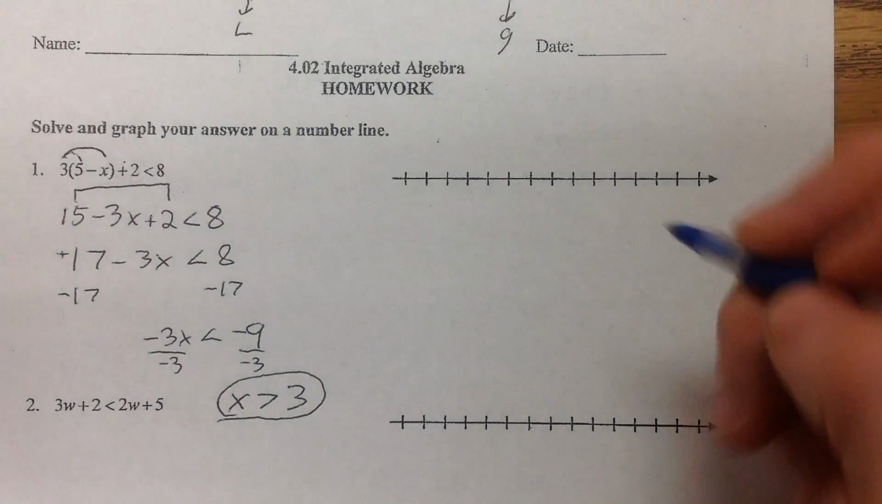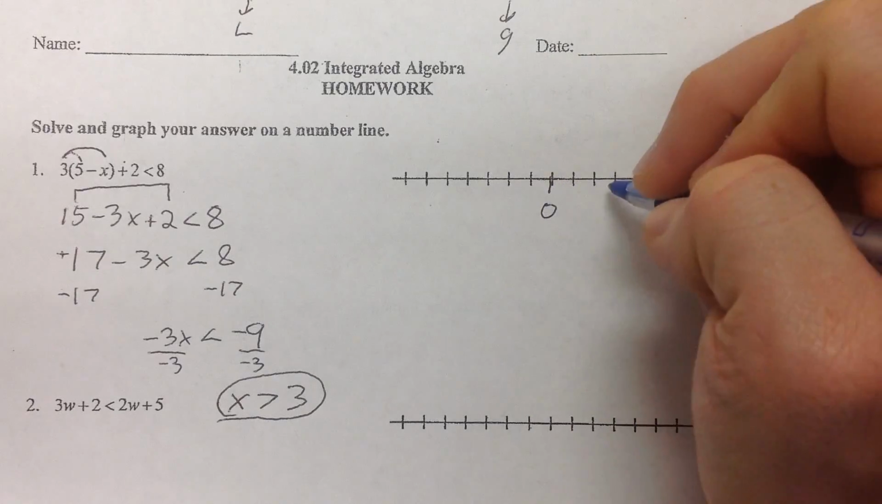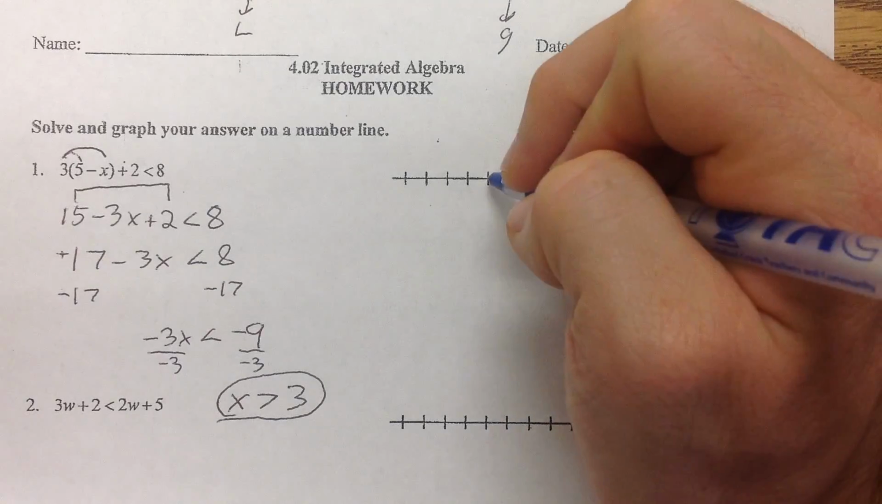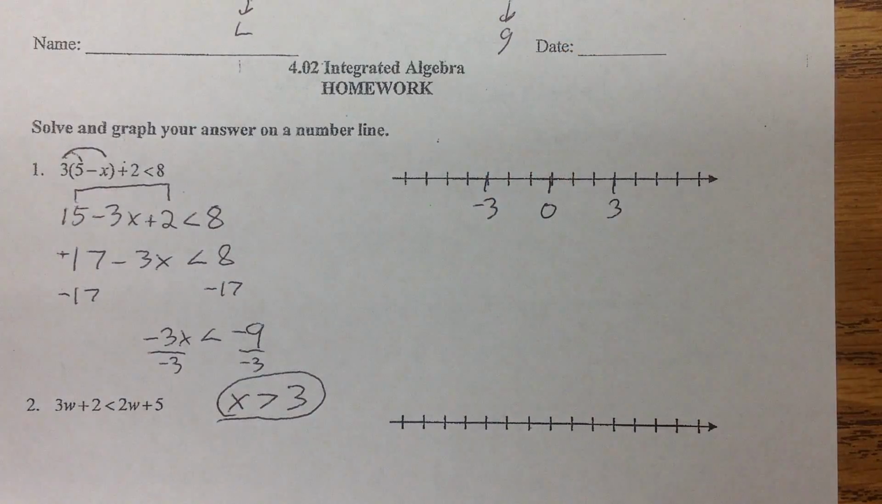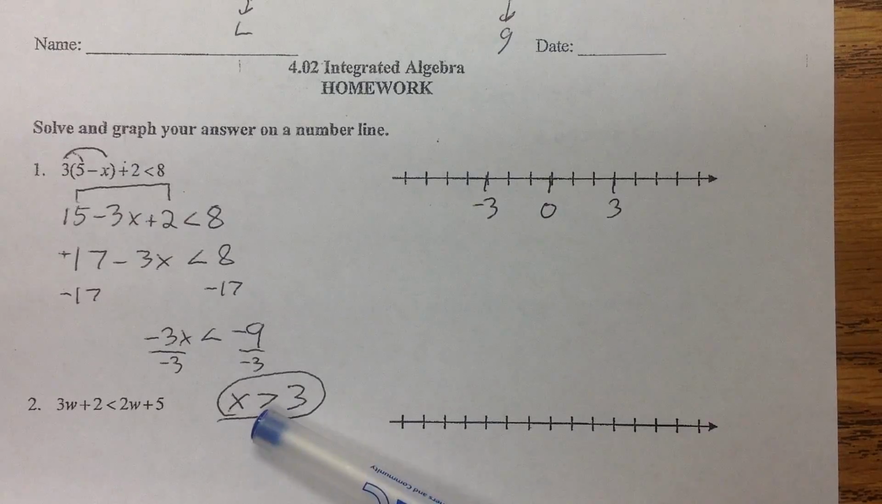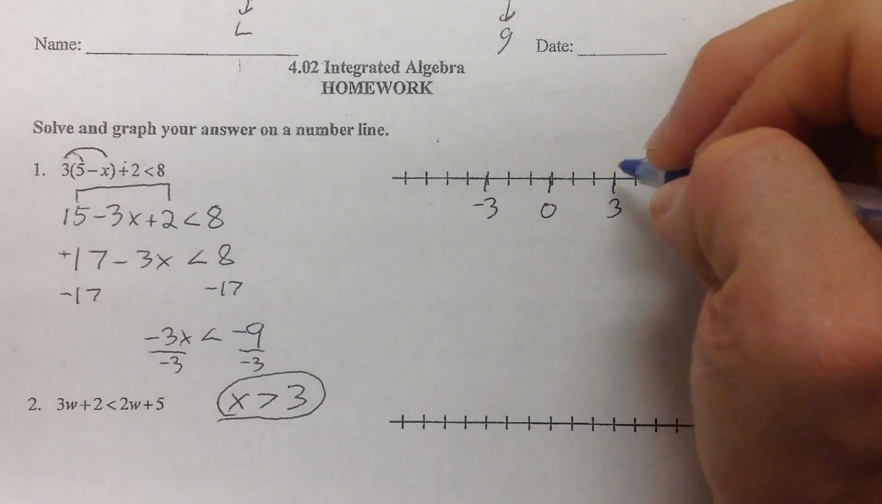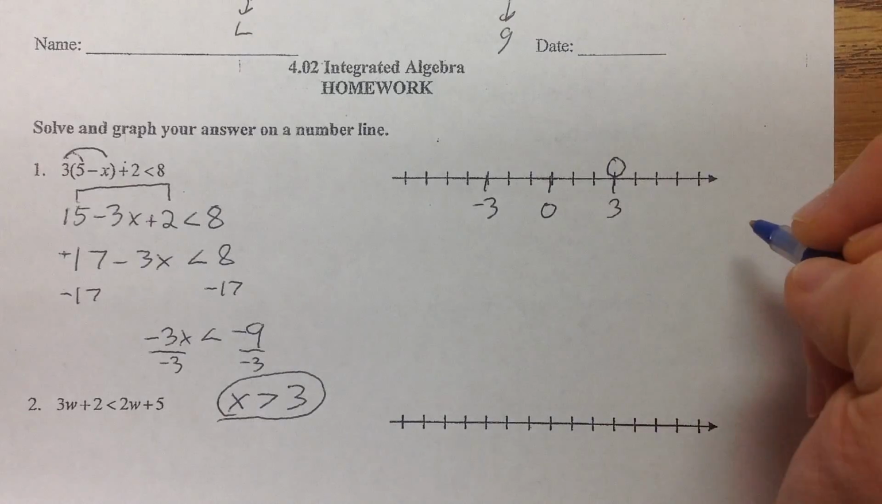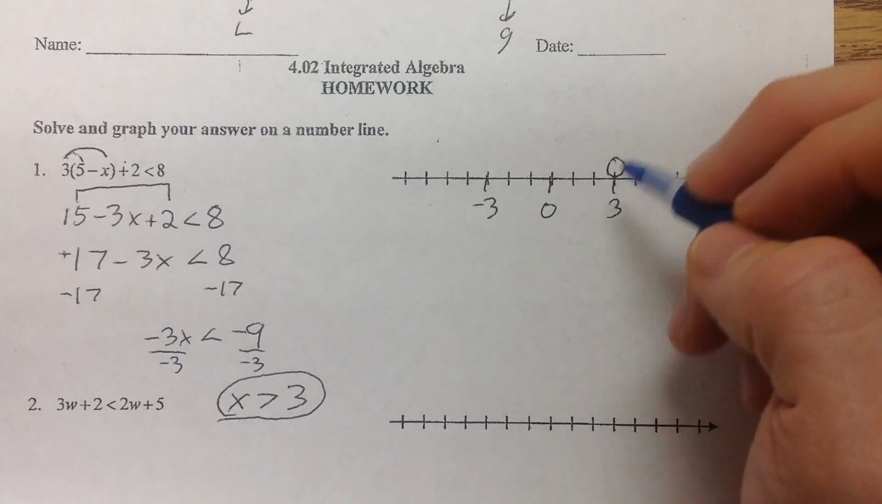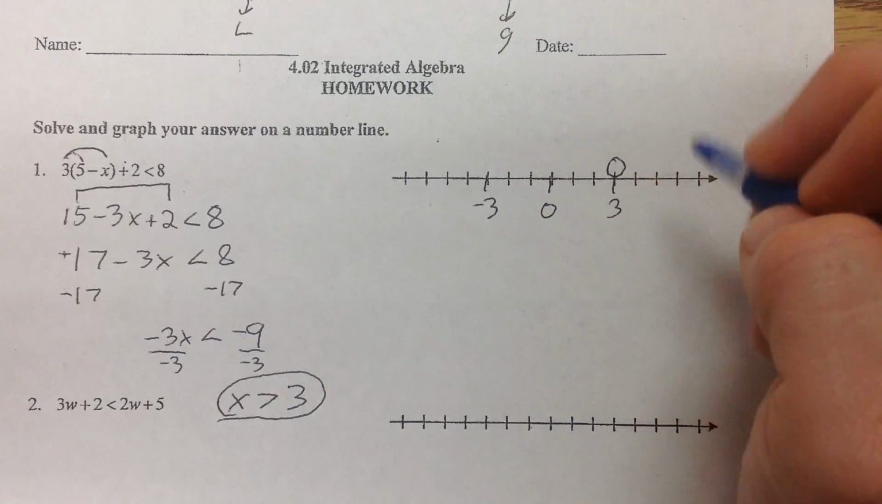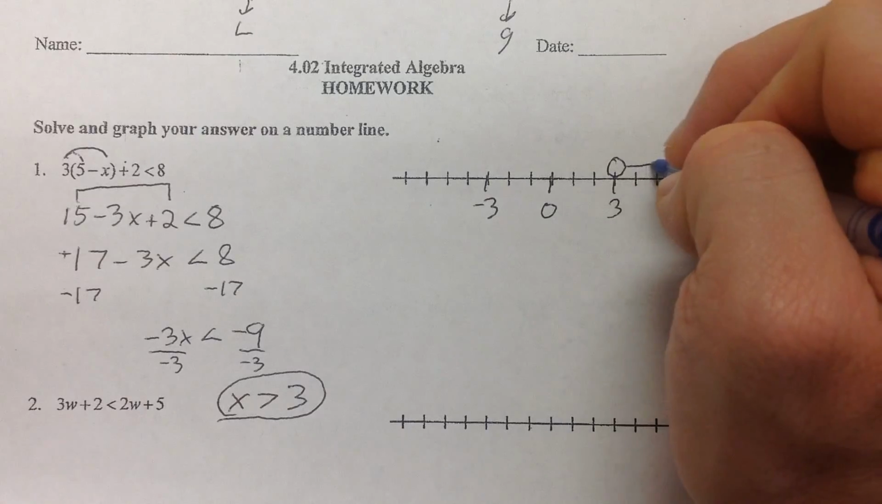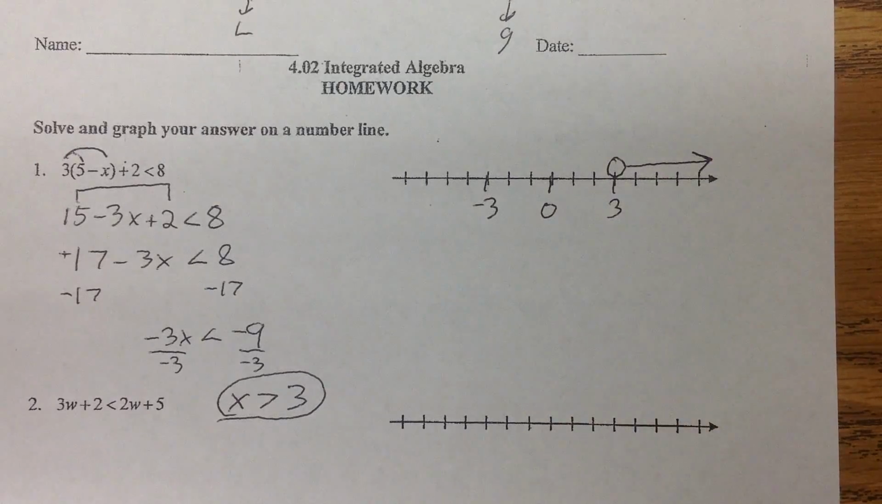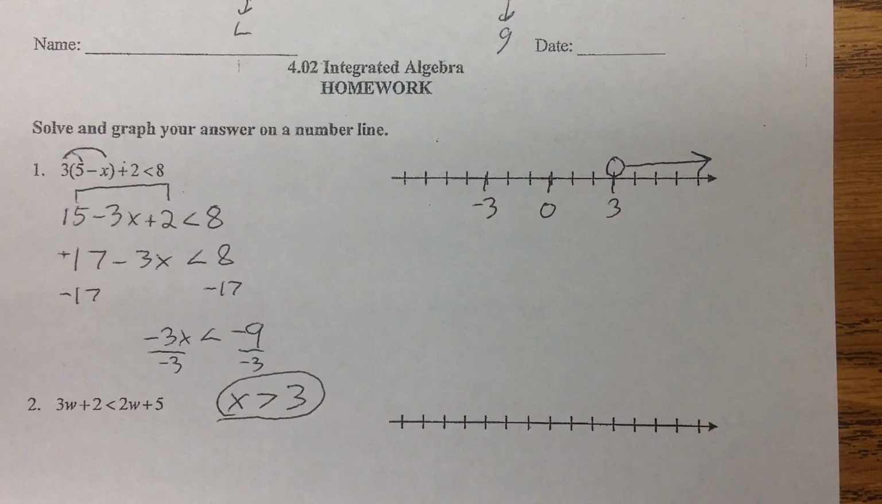So if we go up to our grid here, I'm just going to put a 0 here, a 3 here, and a negative 3 over here. Again, you can number as many or as few as you want. Actually, not as few, at least 3. Now, x is greater than 3. There's no equal sign here, so we're going to use the open circle, which tells us that 3 is not part of our solution set. And then if it's greater than 3, we have to go off to the right because those are all the numbers that are greater than 3.